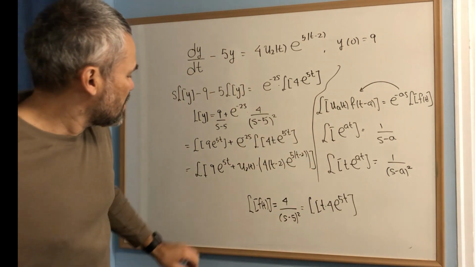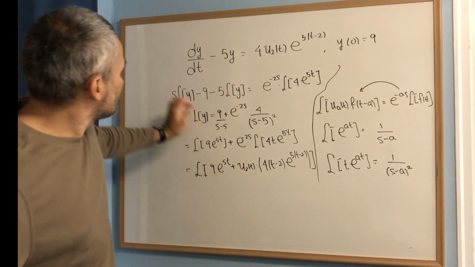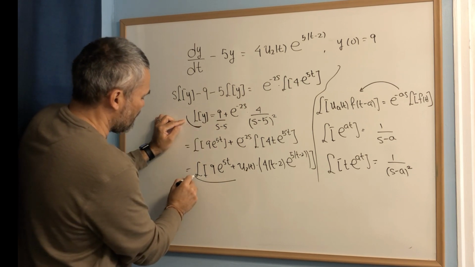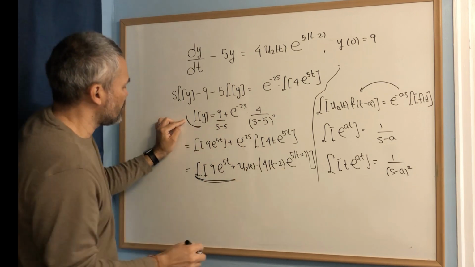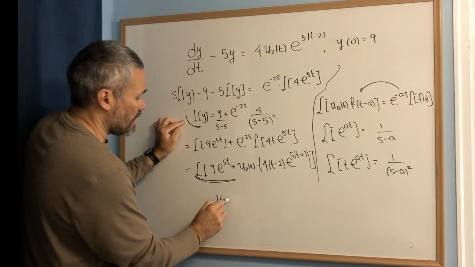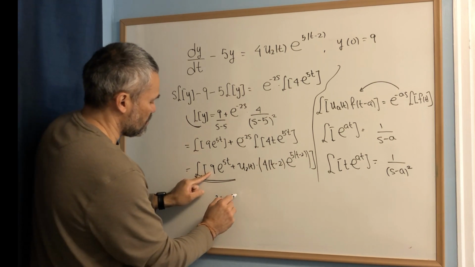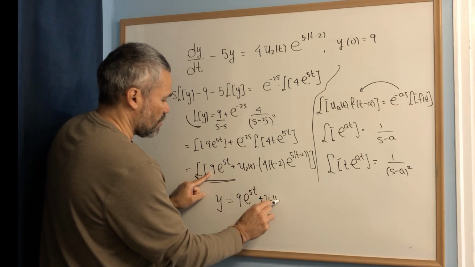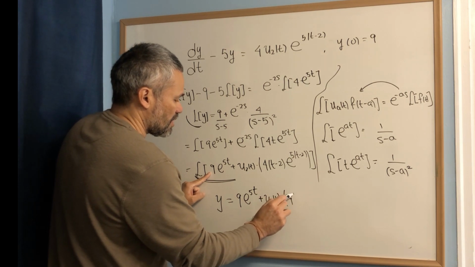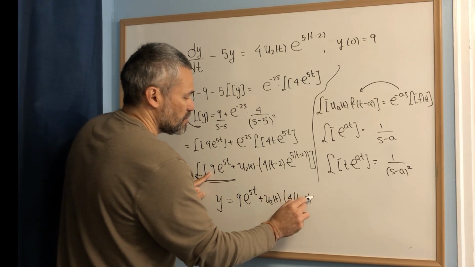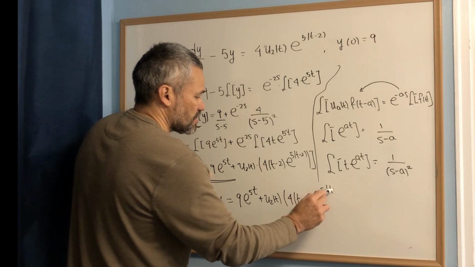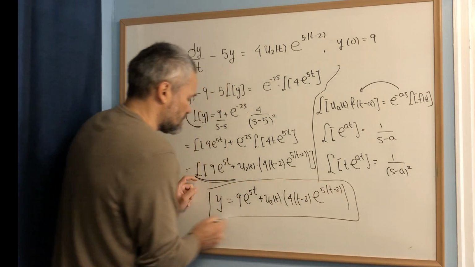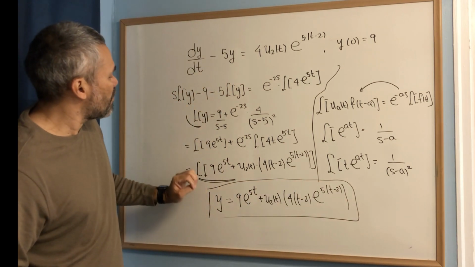That means that the solution of this differential equation, when we compare this part, the Laplace transform of y equal to the Laplace transform of this function, is y equal to 9 e to the 5t plus u2 of t times 4 times t minus 2 e to the 5 times t minus 2. This is the solution.